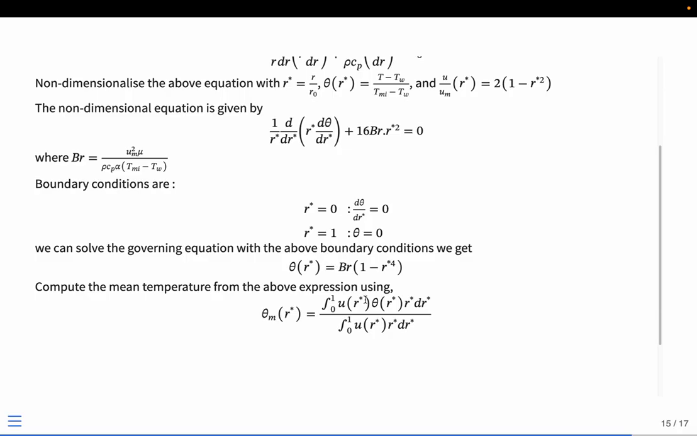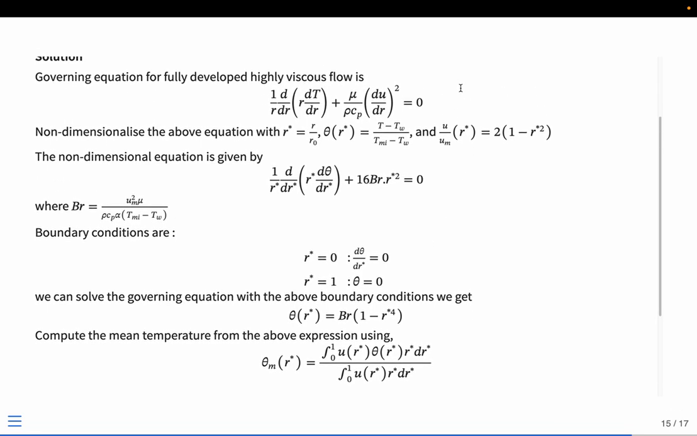With this profile, you can substitute here. You already know the velocity profile. I should have written u by um, so let me correct that as well. This I'll put as u star, and this I'll write as u. That should solve the problem. I'll just make the correction so you can solve this in the meantime.